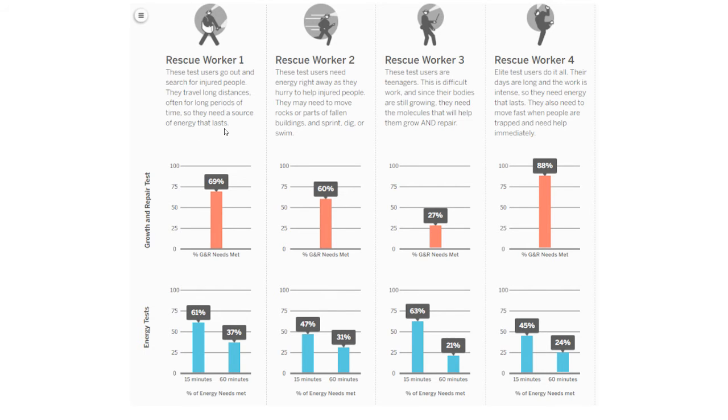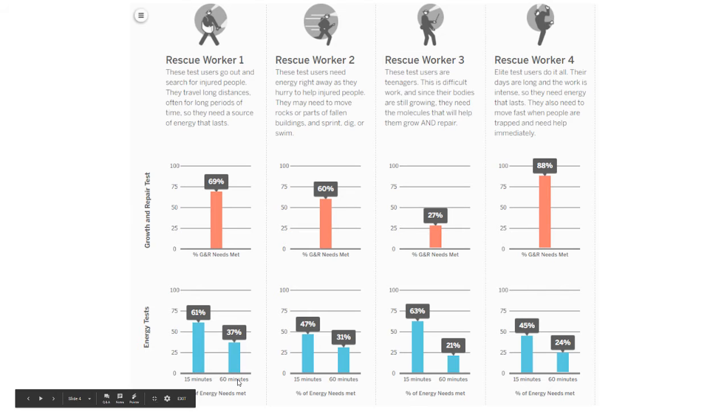So to find out if they're being met on their lasting energy, we have to look at the energy test at the bottom here. This energy test tells us what percentage of people who tried our nutrition bar had their energy needs met. In this case, only 61% of the workers had their energy needs met for 15 minutes, and 37% had their needs met for 60 minutes. This is not an ideal nutrition bar for rescue worker 1 because we want to get closer to 70 to 80% to really have our bar make sense.